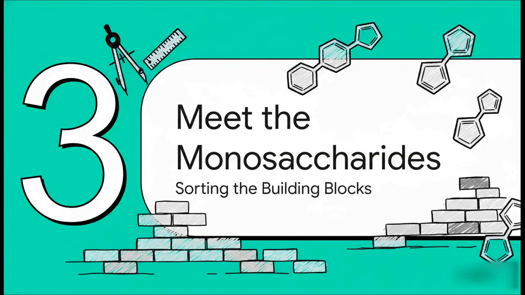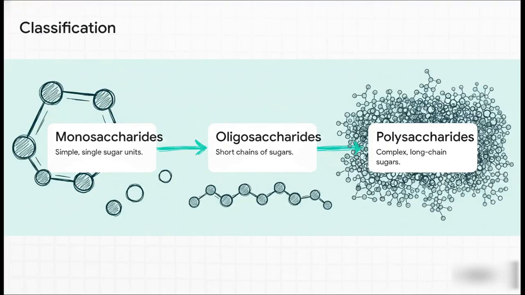So, just like any good architect, we need to sort our materials. We're going to start with the most basic building blocks, the individual bricks, if you will, which are called monosaccharides. We basically group carbohydrates by size. You've got monosaccharides, which are just single sugar units. Then you have oligosaccharides, which are short chains of a few sugars linked together. And finally, polysaccharides, which are these massive polymers made of hundreds or even thousands of units. For today, though, our focus is going to be squarely on the little guys, the monosaccharides.